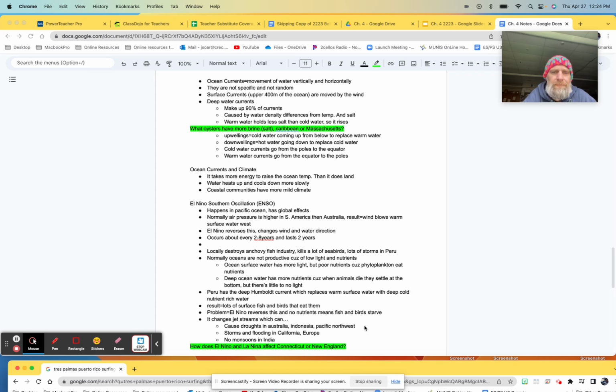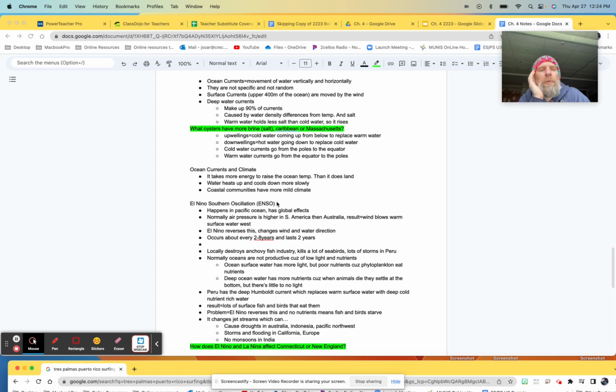All right. El Nino. El Nino is Spanish for the little boy. Southern Oscillation, ENSO. But this doesn't really refer to the little boy. It refers more to the Pacific Ocean water temperature and what it does to currents. It happens in the Pacific and it has global effects. El Nino and La Nina literally control a lot of our weather globally.